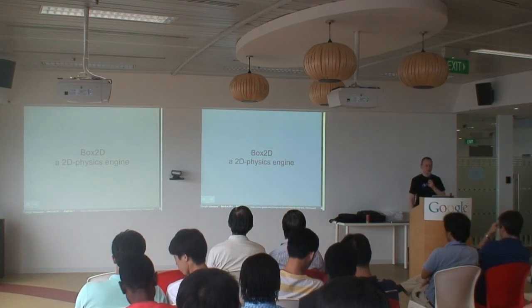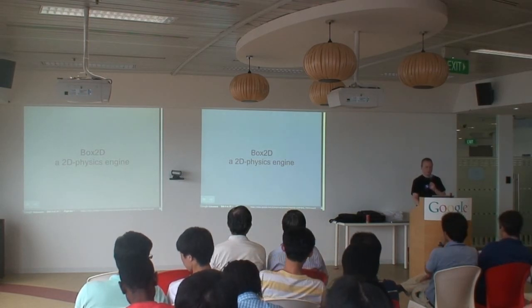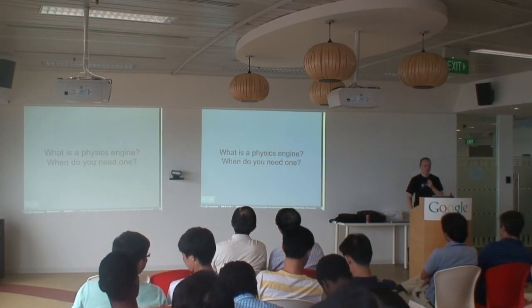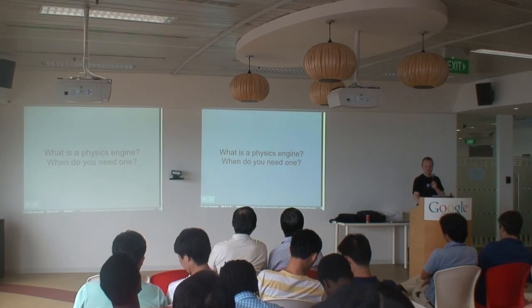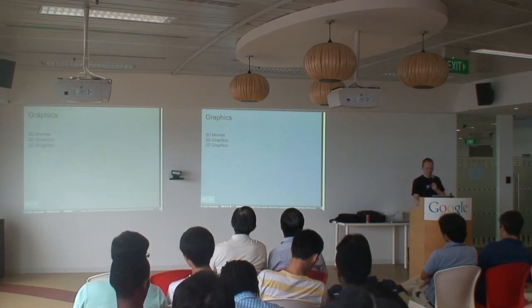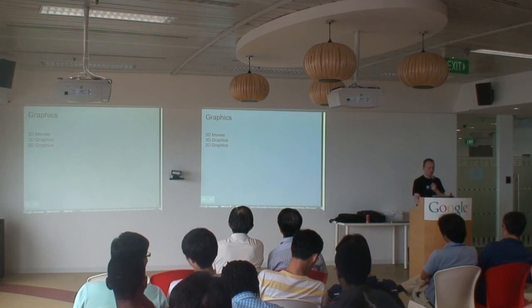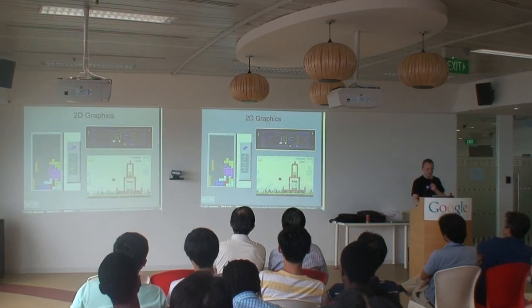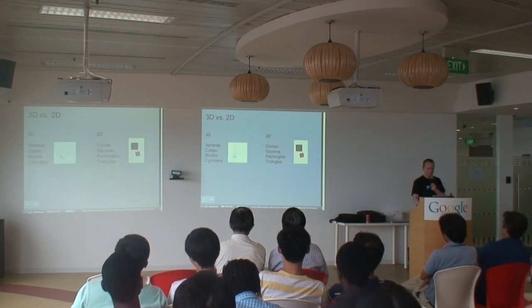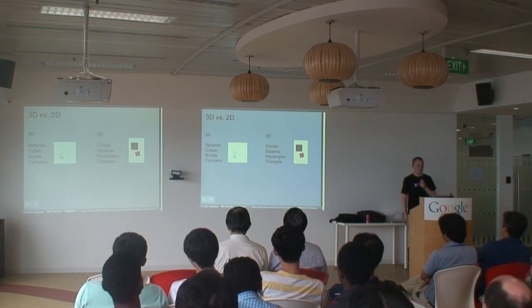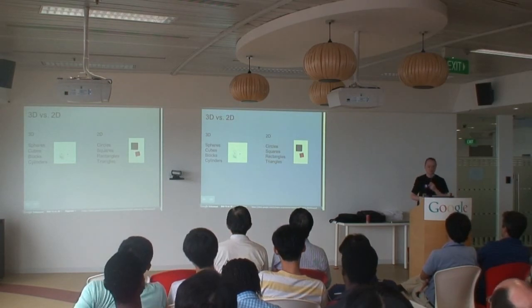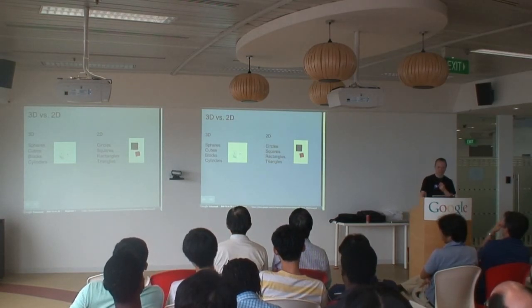So Box 2D is a 2D physics engine, and I'm going to explain what a physics engine is and when you need one. But if you compare 3D and 2D, again, this is very basic. In 3D, you have objects like spheres, cubes, blocks, and cylinders, whereas in 2D there are circles, squares, rectangles, and triangles.